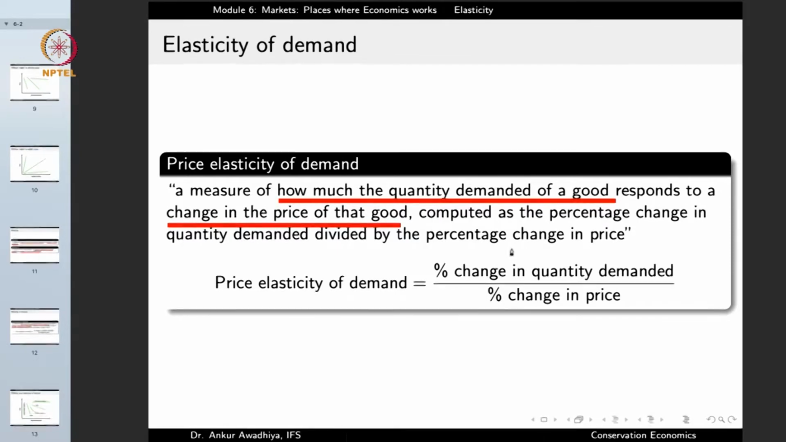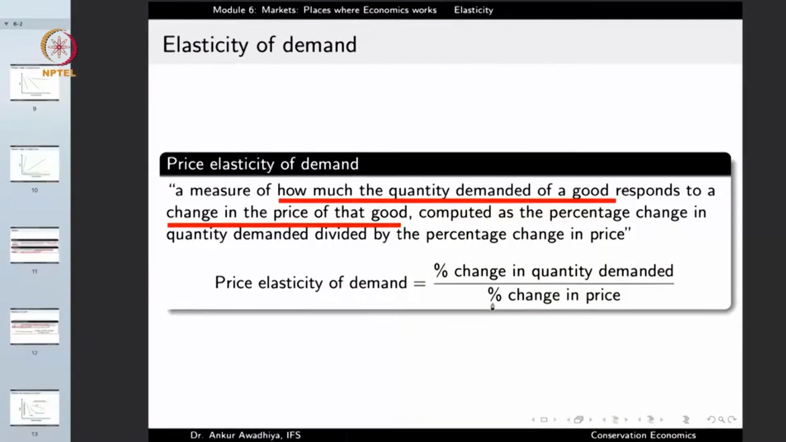Now, in cases where the price elasticity is zero or close to zero, we say that the demand is inelastic, which means that you are not changing your demand on the basis of the changes in the price. So when the price elasticity of demand is close to zero, we say that it is an inelastic demand.